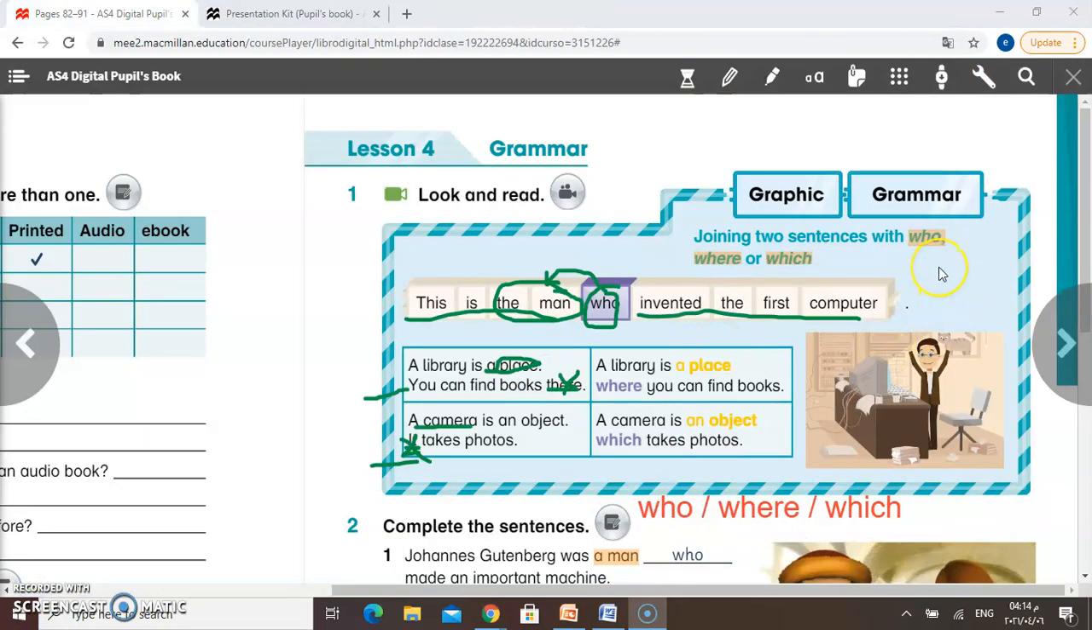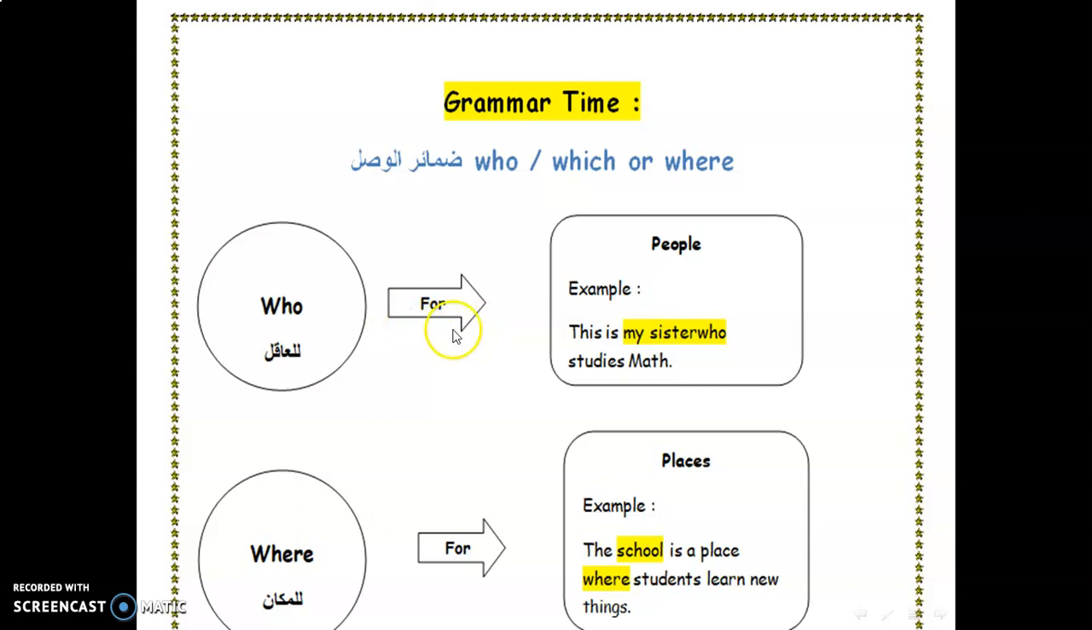So, as we said, we use who for people, where for places, and which for objects. Okay, now before we move to the second question, we have some notes. So we said that who we use for people. For example, this is my sister who studies math. Look, we have here my sister. And where we use for places. An example: the school is a place where students learn new things.